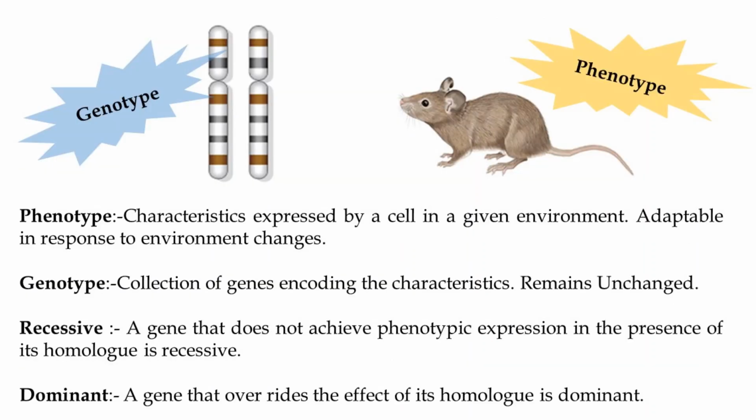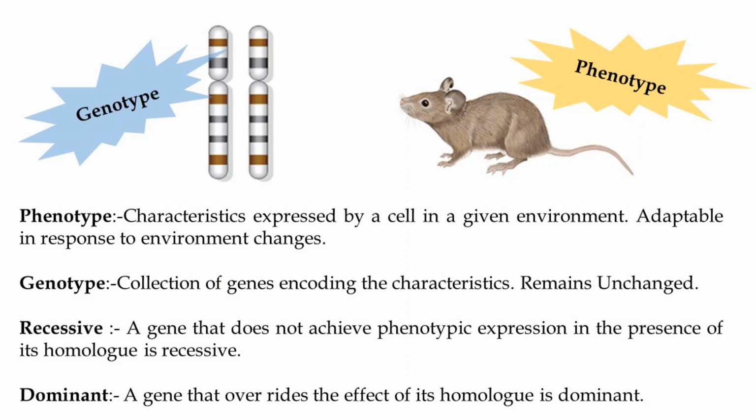Now, phenotype and genotype. Phenotypic characteristics are expressed by a given character in the environment. They are externally visible characters. Genotypic characters are basically the genes which encode those characters. They are a collection of the genes. They remain unchanged.